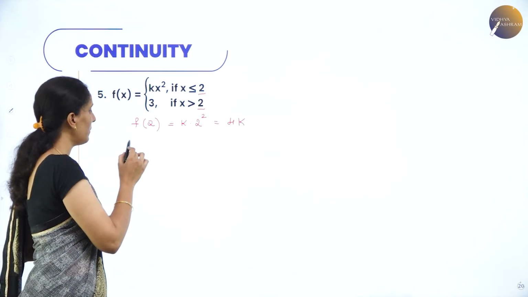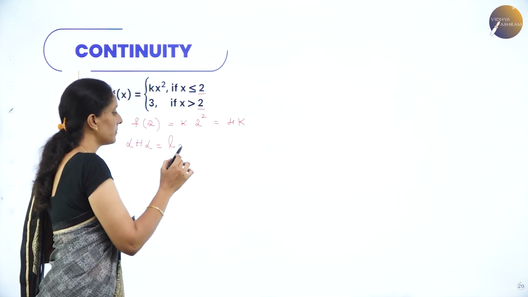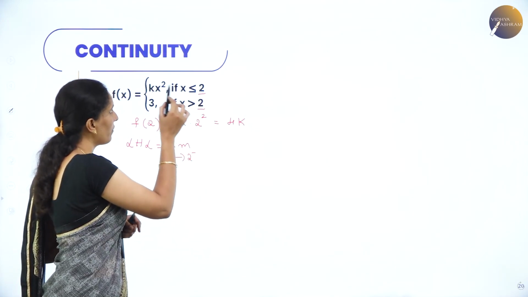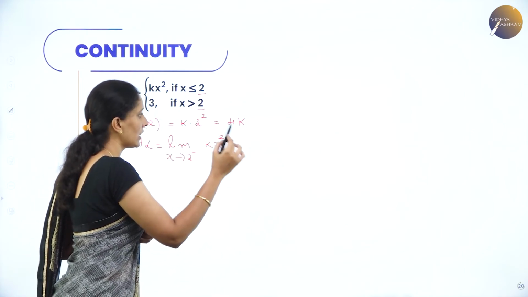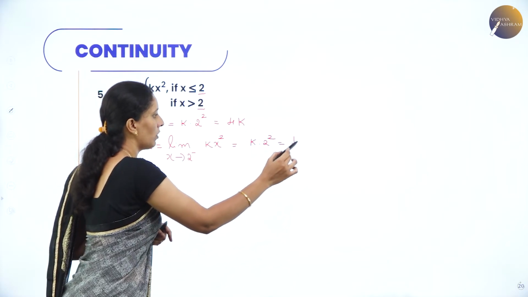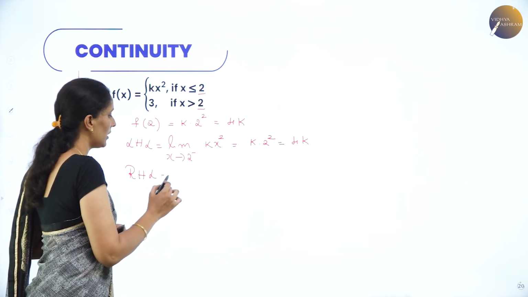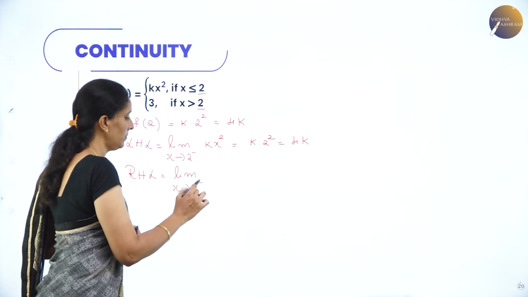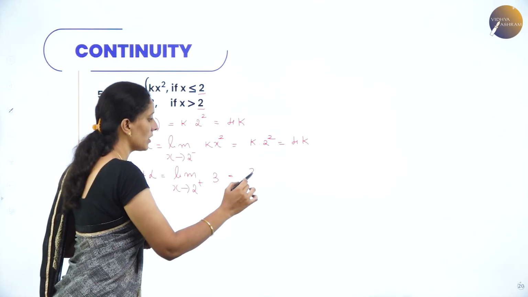What is left hand limit? Left hand limit, that is limit as x tends to 2 minus, f of x is defined as here kx square only, which is nothing but k into 2 square, which is equal to 4k. Now let me take the right hand limit, that is whenever x is greater than 2, the function is 3. So the value is equal to 3.